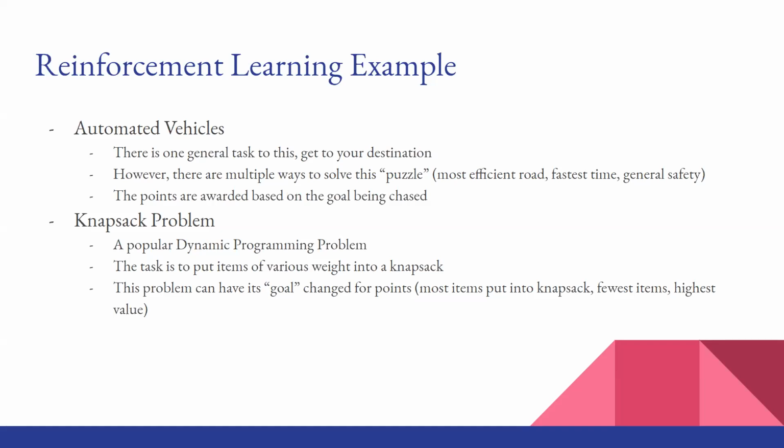Maybe it'll do some type of lookup on roads for Google Maps and say, all right, this road's reported having multiple accidents and is being dangerous. So we'll avoid this road and reroute through another road. And the points are awarded to this system for the goal that's being chased.